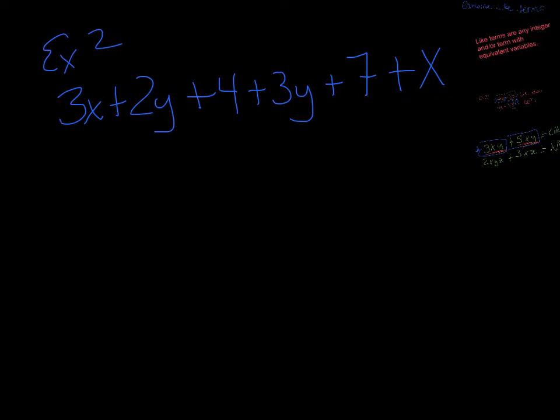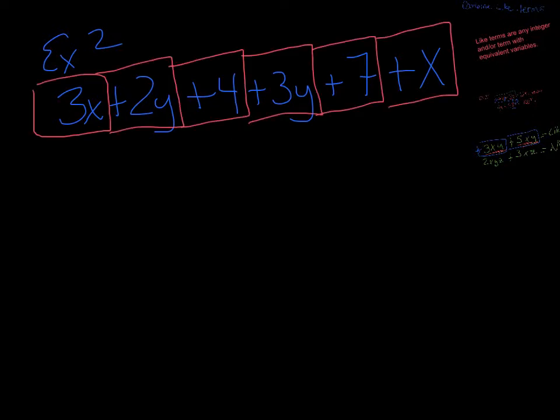You identified the terms. Okay, I've boxed in all my terms. Hopefully yours looks like mine. So there I've boxed in all my terms, and now I'm going to find all of my matching terms. Right now we have 6 terms, which we call a polynomial.